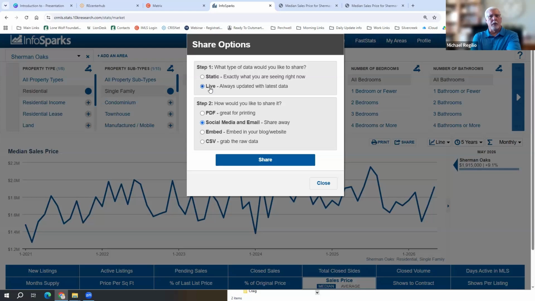If you have it in a link tree or that kind of stuff, I would probably use live more than the static, because if somebody goes to your blog post or your website at any point, it will always update. You don't have to continually, every month, go in and create it over and over again.